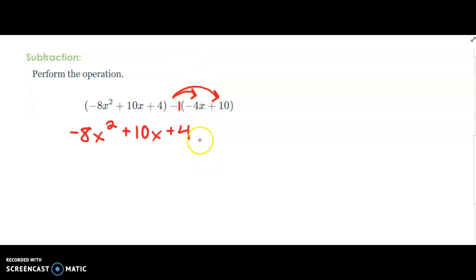negative 4x gets me positive 4x. Negative 1 times positive 10 gets me negative 10. The signs of the terms in this second polynomial have changed. That is the key with subtraction. Everything else stays the exact same as far as process goes from addition.